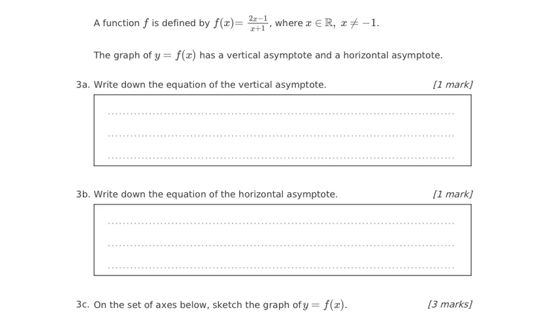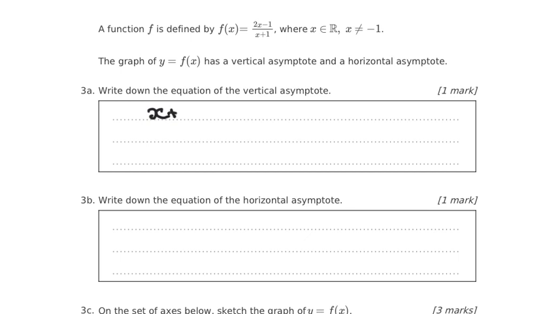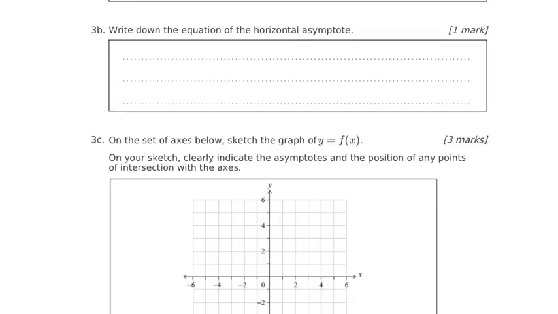Well, vertical asymptotes are found when the denominator, x + 1, is equal to 0. Therefore, x is equal to −1. So the equation of the asymptote is x equals −1. Part B. Write down the equation of the horizontal asymptote. If we write the equation in the form (ax + b) over (cx + d), the horizontal asymptote is equal to a over c, which is equal to 2 over 1. Therefore, it is y equals 2.